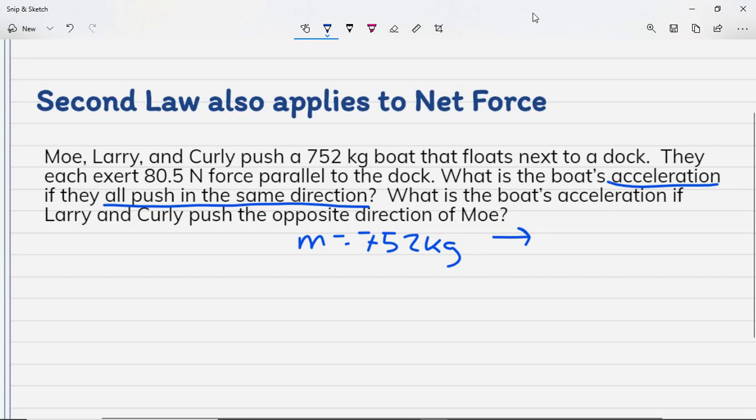Well, the total force that they're pushing is going to be equal to the individual forces added together. So there are three of them. So if we multiply that by 3, we get our total net force, which is 241.5 newtons. Well, if I know the force and I know the mass, I can calculate the acceleration.